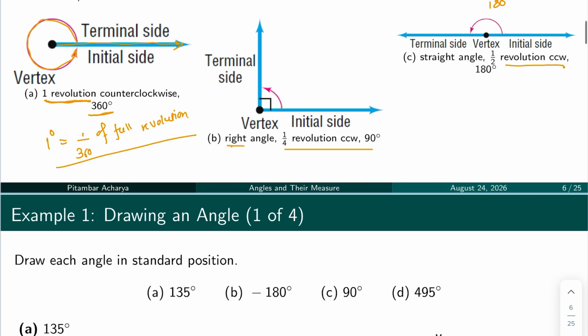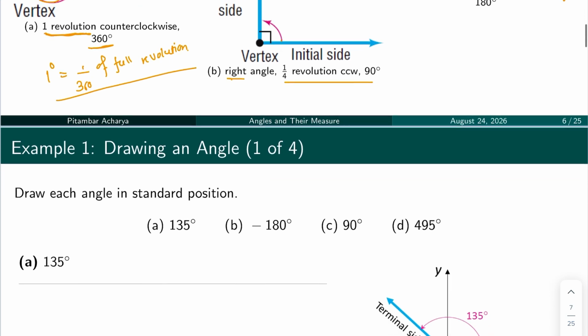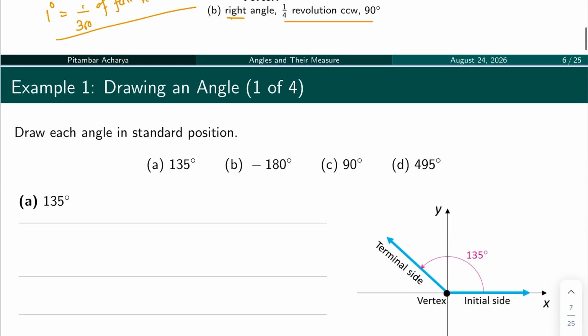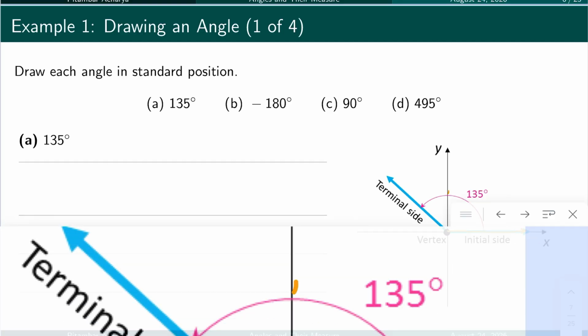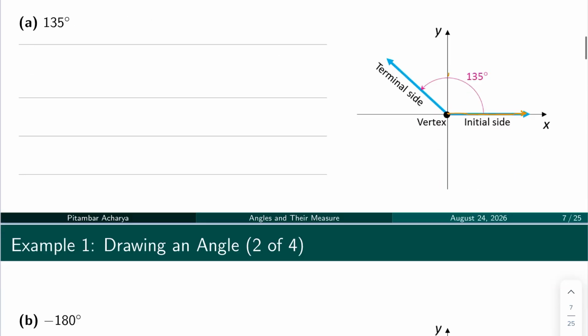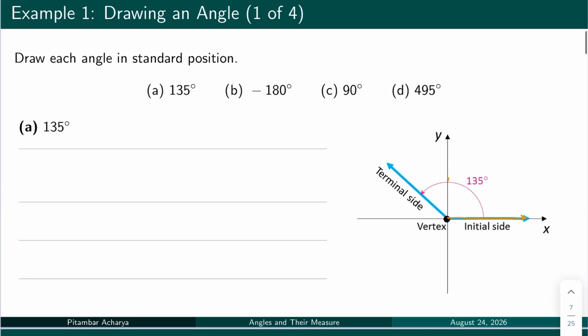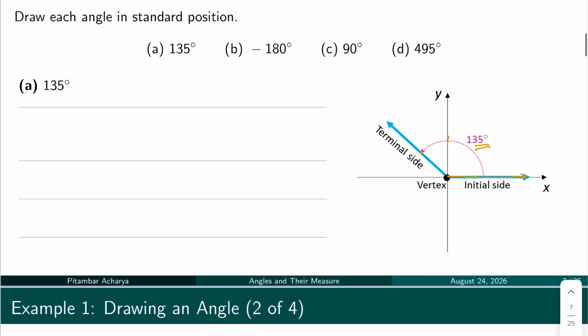So this is the problem here. How can we draw the angle in standard position? So 135. The initial line should be here. 135 should be greater than 90. Here the angle is 90 degrees, and for 135 we should go beyond 90. So this should be the terminal side, and this angle is positive. So this is 135 degrees.